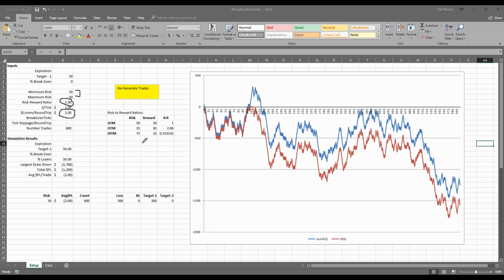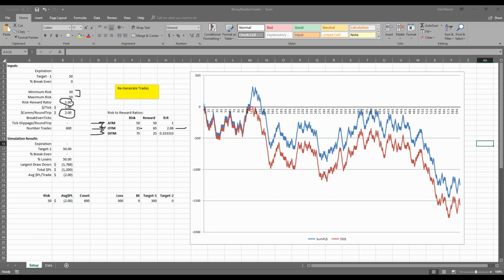For those of you that do not know risk to reward ratios, at the money, I'm using a $50 risk and a $50 reward, okay? That gives you a risk to reward of 1. If it is out of the money, generally your risk is going to be about 35 and your reward will be 65. Now, that's on expiration, okay? That would give you a risk to reward of 2.86.